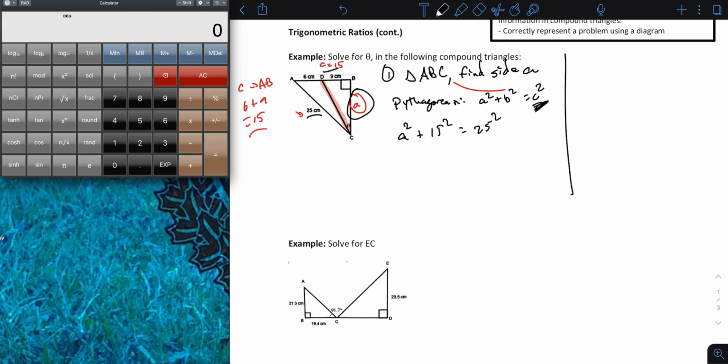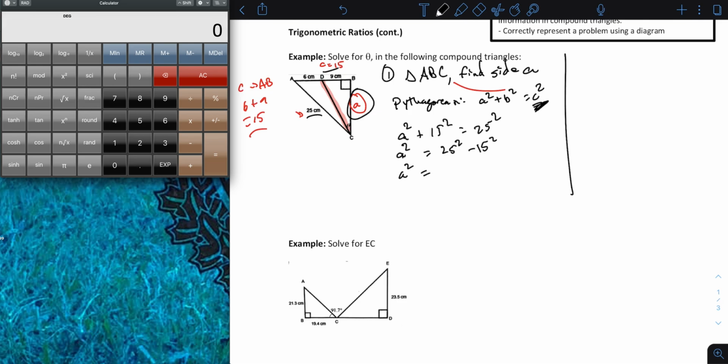If you flip those, you're going to get a negative number, and then you're going to get it wrong. Well, you're not even going to get an answer because you're going to try and take the square root of a negative number. That doesn't work, so you can't do that. Okay, so a squared is equal to 25 squared minus 15 squared.